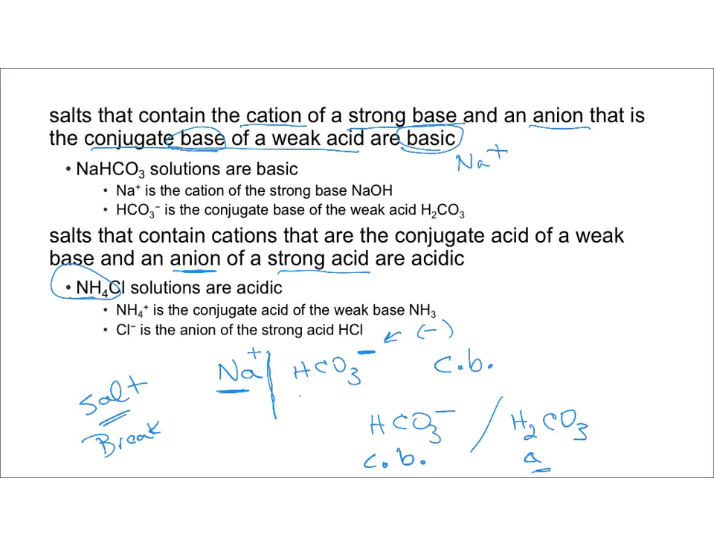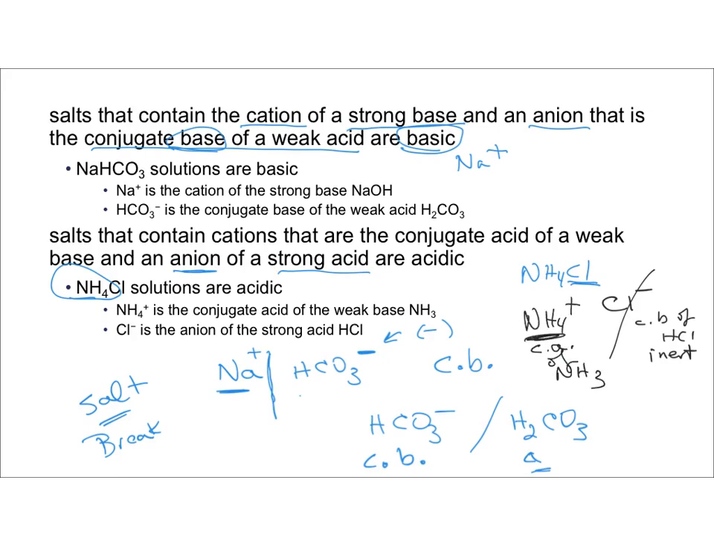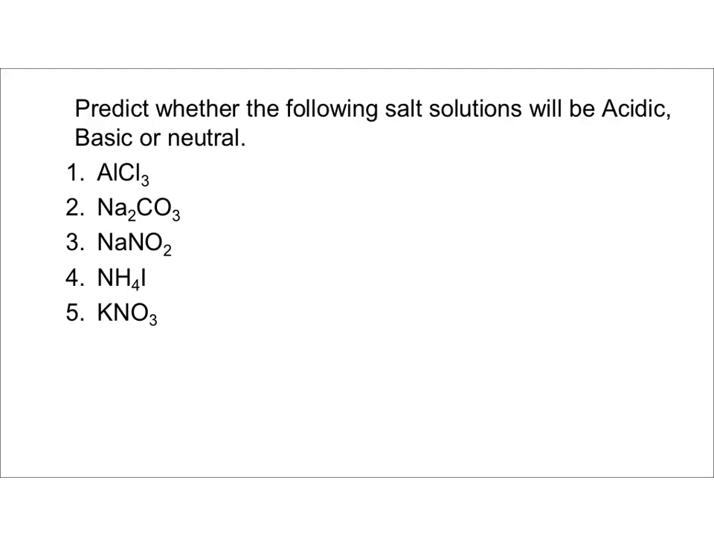And again, if we have ammonium chloride, we're going to look for conjugates of stuff we recognize, pieces of stuff from the strongs. And in this case, the piece that we recognize is Cl. So this is Cl minus. This is the conjugate base of HCl. We know that this is inert, so we're going to ignore it. If we take that off, we're going to have an NH4 plus left, and this is the conjugate acid of NH3. So let's predict if these are going to be acidic, basic, or neutral.